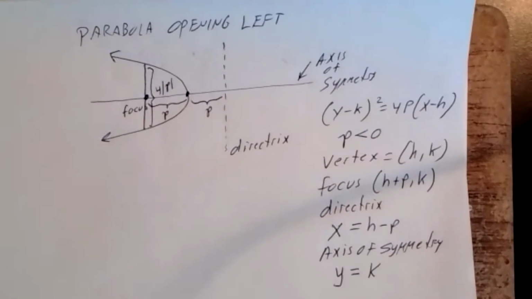The y value is squared instead of the x value for the ones that open left or right. For the parabolas that open up or down, it's the x variable that's squared, not the y variable. And for the parabolas that open to the right or left, it's the y variable that's squared, ladies and gentlemen, not the x variable. So that's how you differentiate between the two.